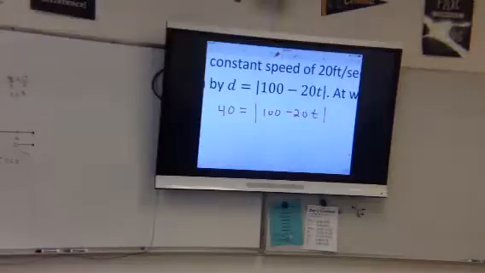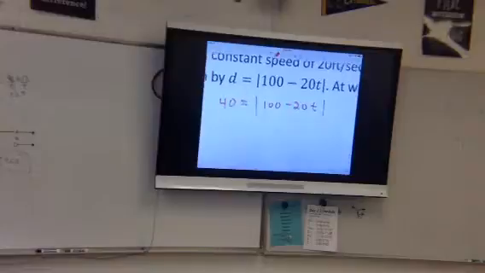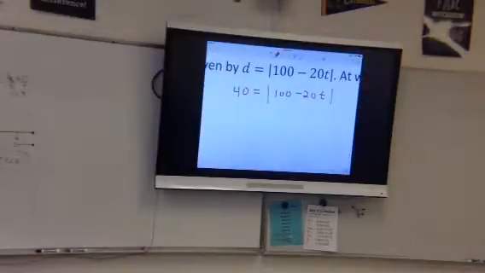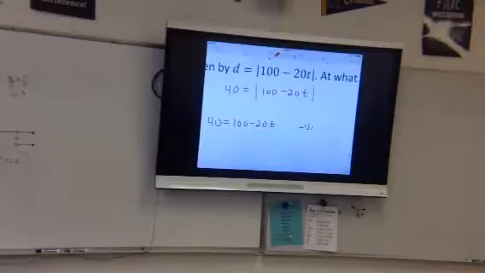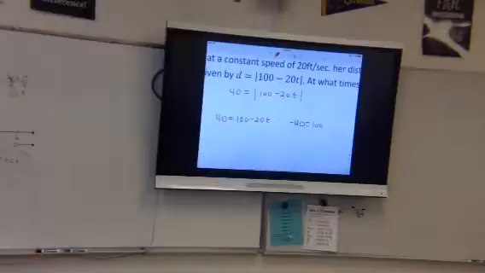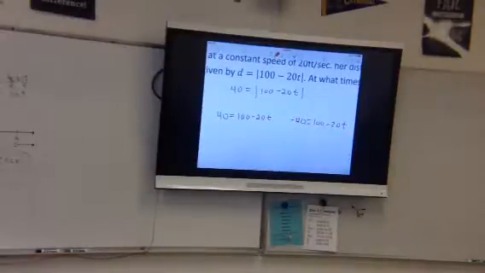Okay, is the absolute value already isolated? Yes, it is. So once it's isolated, what do we do? Okay, so I have 40 equals 100 minus 20t. And then I've got negative 40 equals 100 minus 20t. Is everybody okay with that? Okay, so write your two equations.